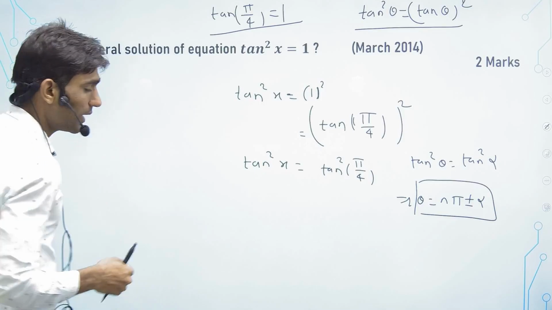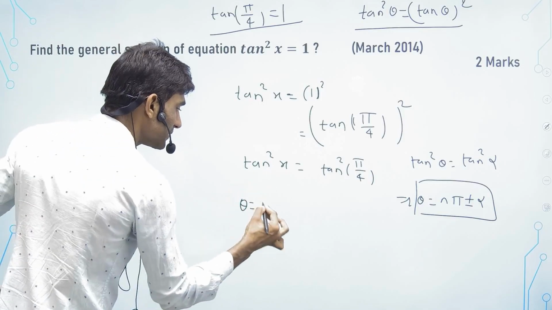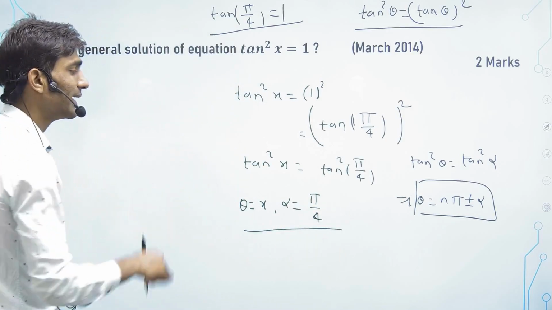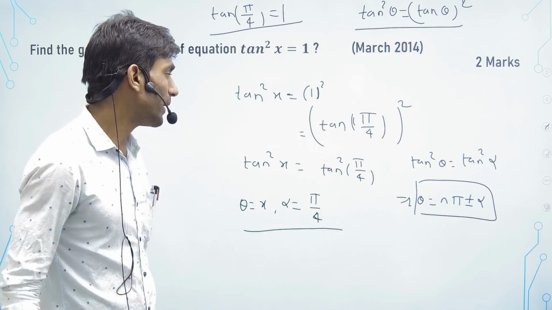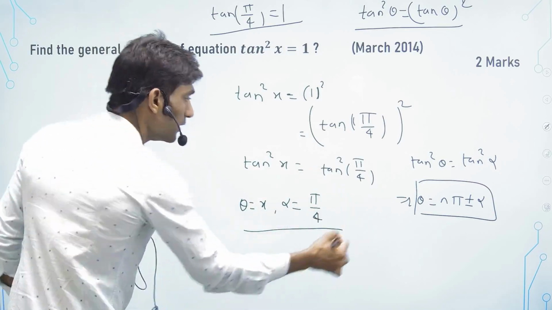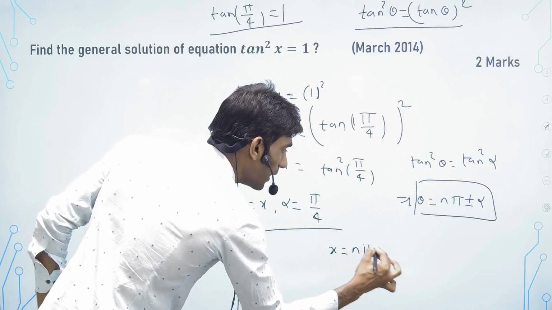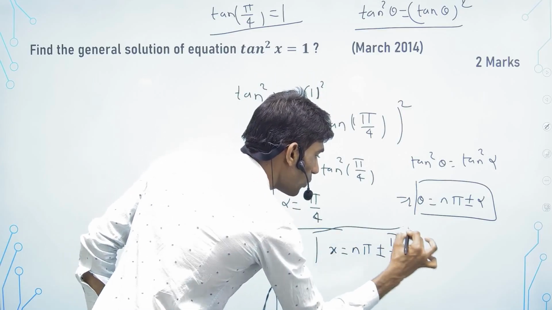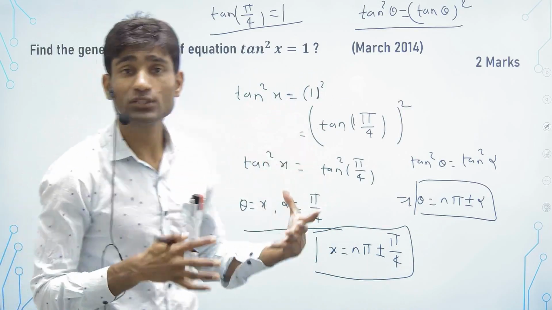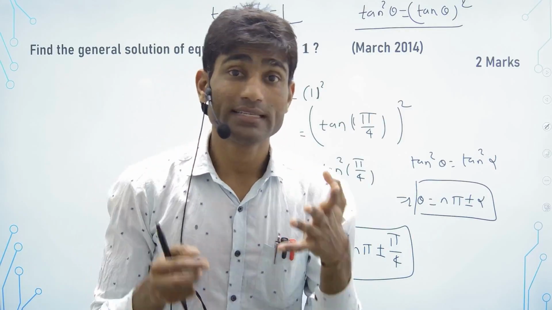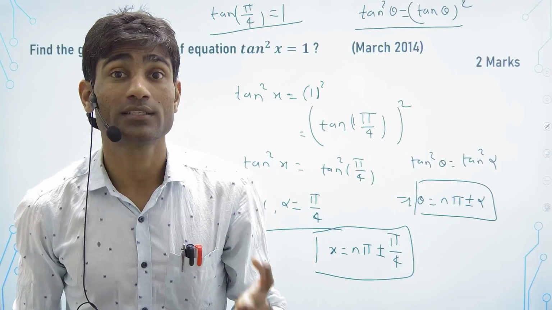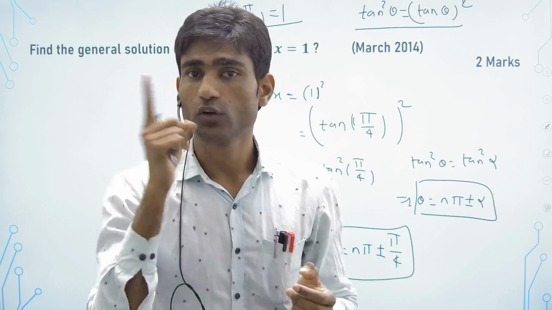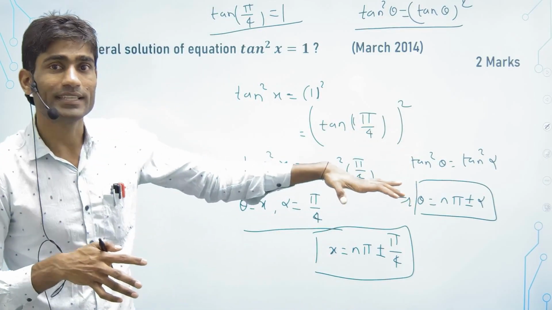So what we do, we have theta as x and alpha as pi by 4. You can see those values and substitute them in our theta. So we'll get x equal to n pi plus minus alpha, which is pi by 4. So this is our required general solution. See how easy these solutions are, just for 2 marks, in 3 to 4 steps you will get the 2 marks. That is how easy mathematics is. You just need to understand some basic concepts, and you will get all of the solutions in quite easy steps.